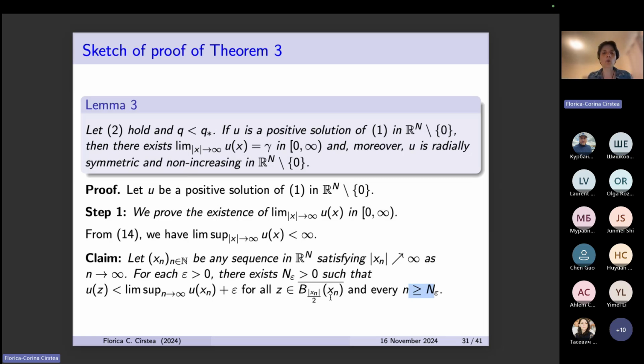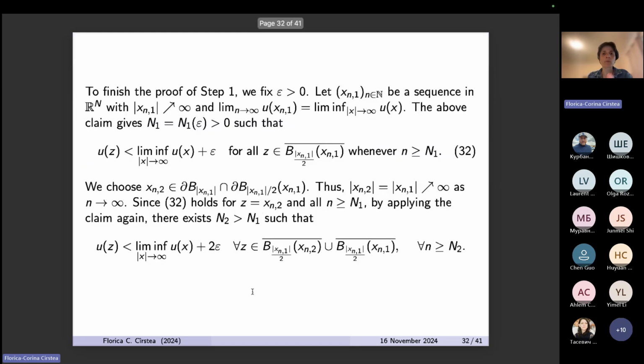But the idea is that we will iterate this, and the iteration is very nice, because if we assume this claim, you take a first sequence xn,1 with the limit of u at xn being the limit inferior. That's the starting point, and you apply the claim. Therefore, if you take n large enough, then u of z is less than the limit inferior of u at infinity plus epsilon for z in this closed ball centered at xn1 with radius modulus xn1 over 2. Now, if you visualize this closed ball and you intersect it with a sphere of radius modulus xn1, pick one of the points on this intersection and call that xn2.